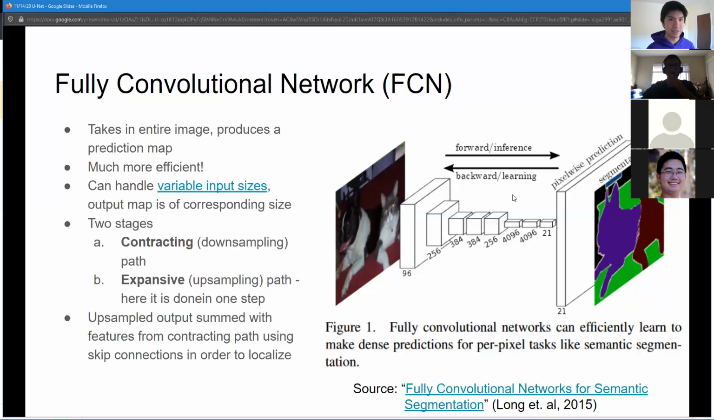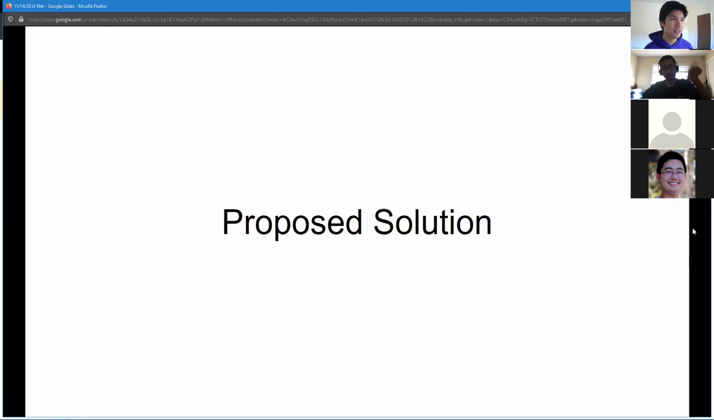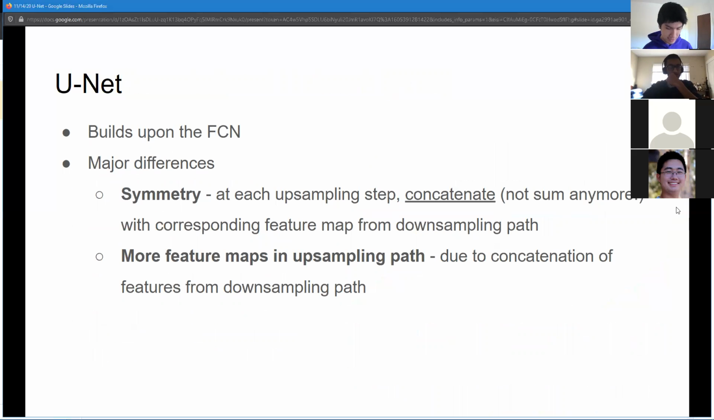Oh wait, sorry, Kartik, did you want to go over? I kind of already went over the diagram. Sorry. Yeah, I can take the next part, which is the way that they describe the UNet. Sure.